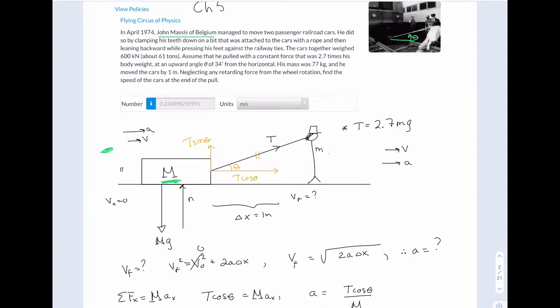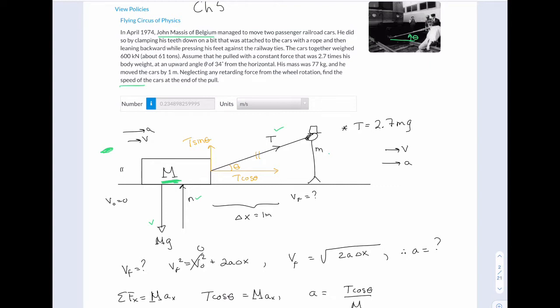So I drew the forces that act on the train. You've got the tension, the weight of the train, and the normal force, and they're saying there's no resistive friction force. I'm going to do the 5-step method, but let's see, what do they ask you to find? They want you to find the speed.